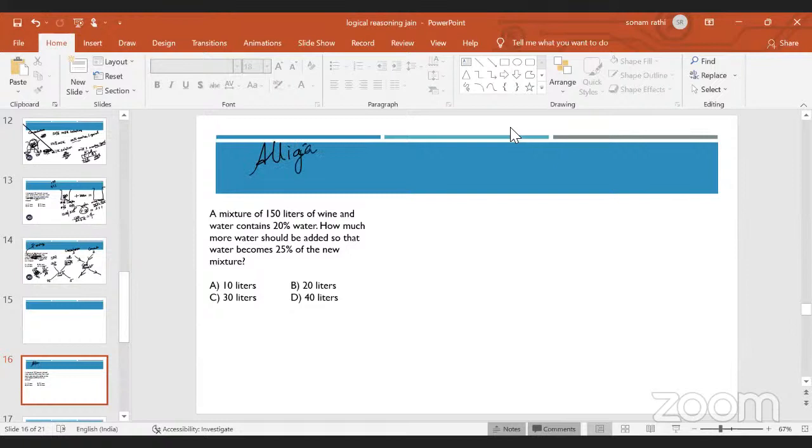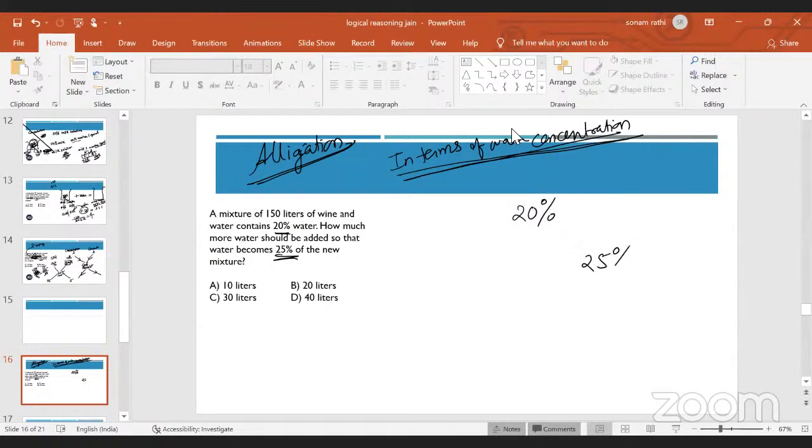Now it is working. So you can do the same question with alligation also. Earlier we have done it with only ratio. Now we can do it with alligation. So I will do the entire question in terms of water concentration. The first liquid water concentration is 20%. The mixing is 25%. And what are you putting in it? You are putting water. So in water, the concentration of water is 100%.